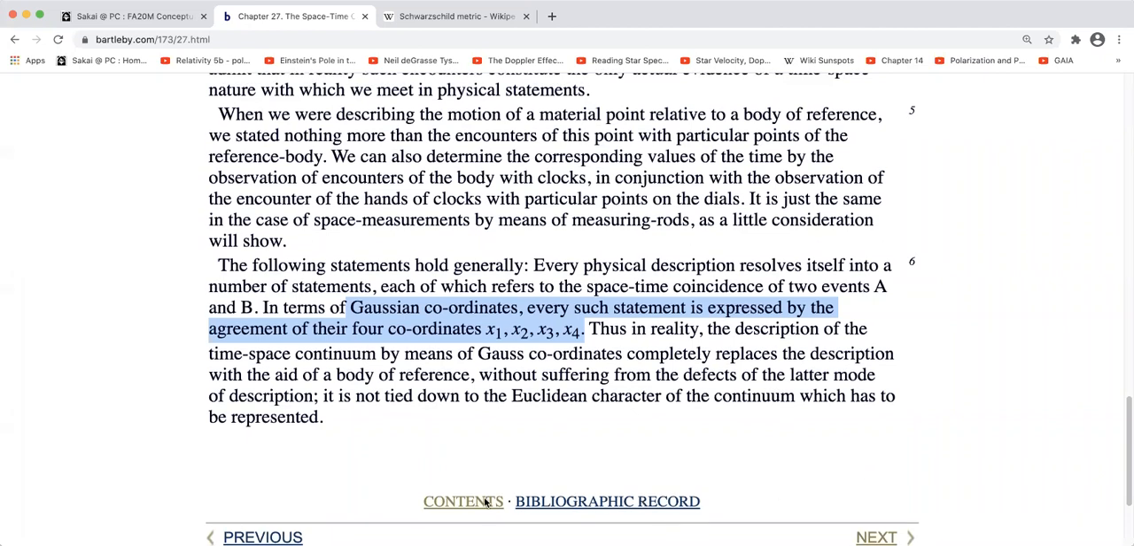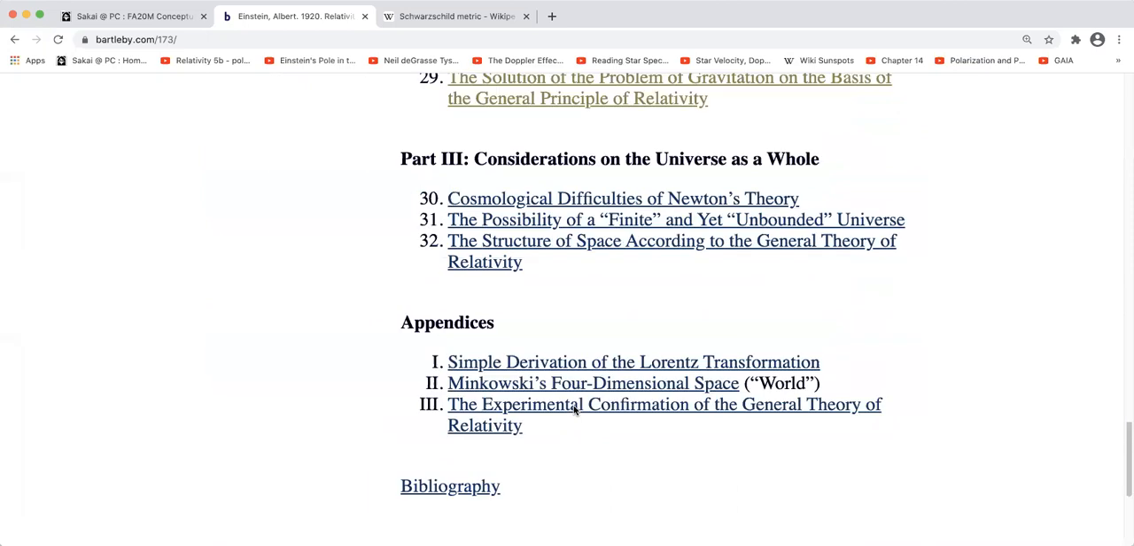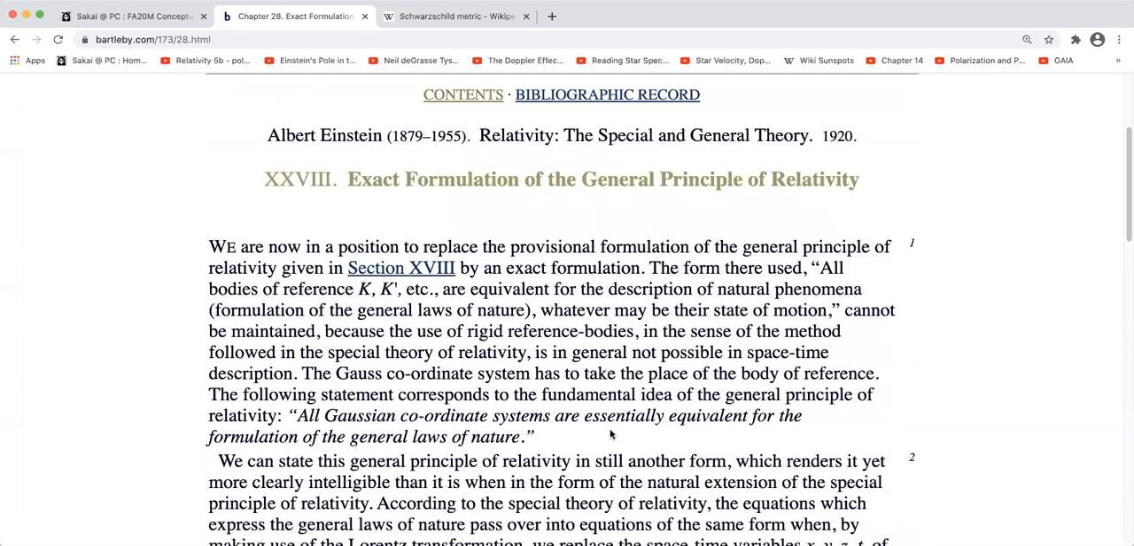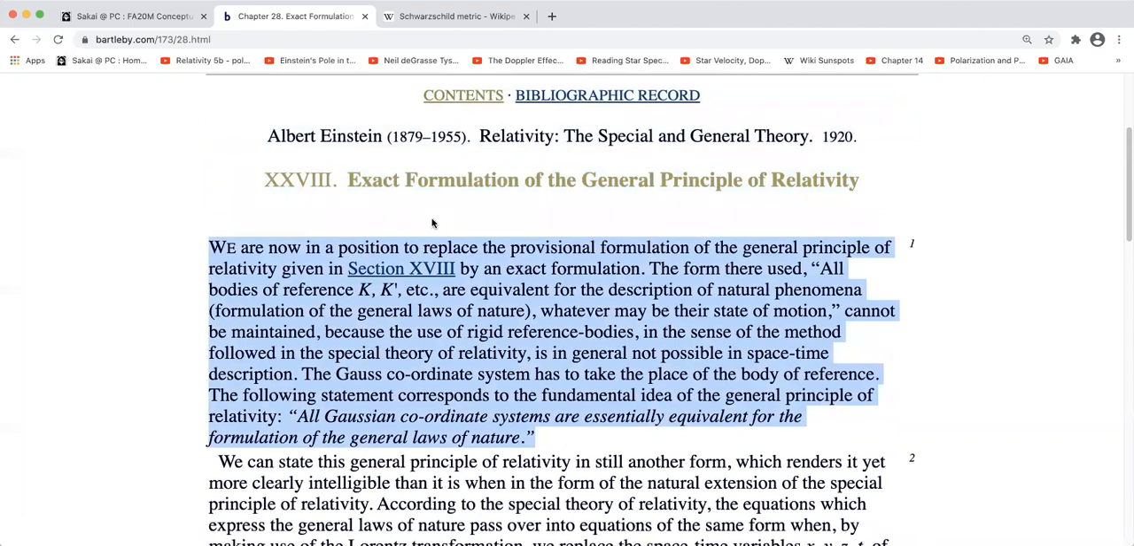Now let's go on to section 28. And in section 28, we're looking at the exact formulation of the general principle of relativity. So you might recall at the beginning of part 2 of the text, Einstein set that goal for generalizing the principle of relativity. And here he brings that goal to a conclusion.